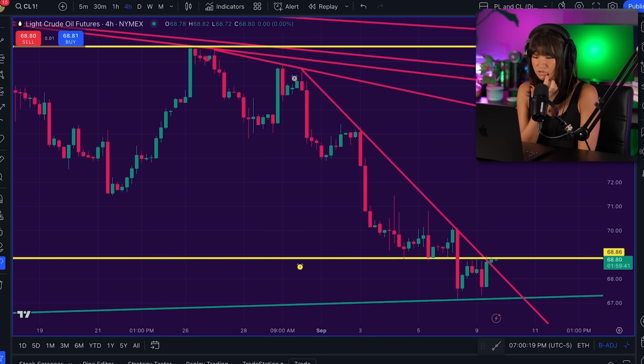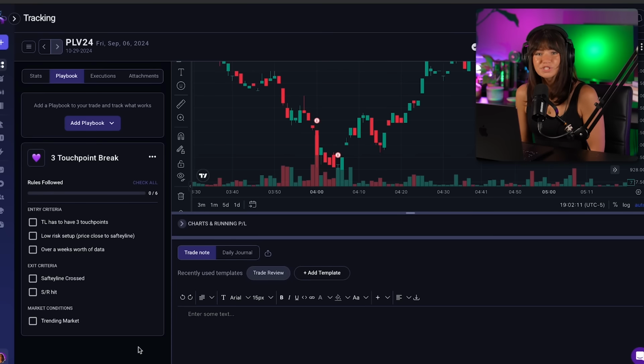So I want to walk you guys through the playbook that I have in TradeZella that helps me just check off all of my boxes. Okay, so here's an example of my playbook for the 3 touchpoint trendline break. First things first is, does the trendline have 3 touch points? The answer is yes. On crude oil, this does have 3 touch points.